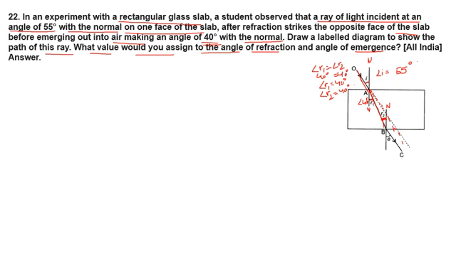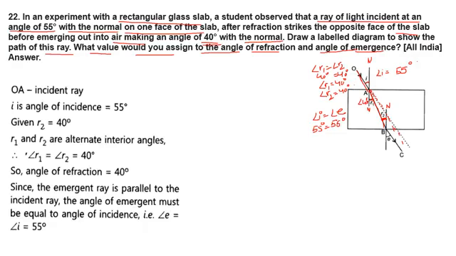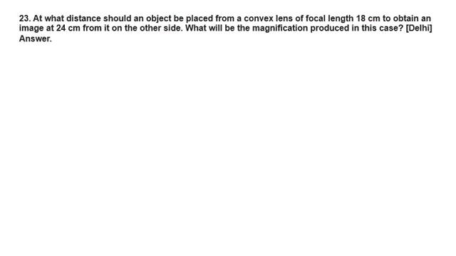And what we have to find out is the angle of emergence. We know that angle of incidence is equal to angle of emergence. If the angle of incidence is 55 degree, then the angle of emergence will also be 55 degree. So this is the answer that you can read out later. Now let's do question number 23.